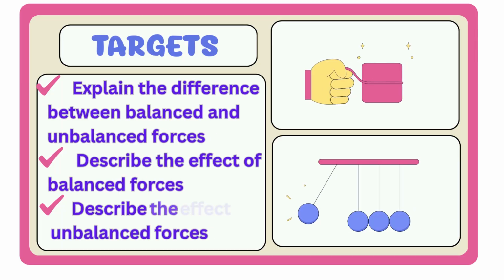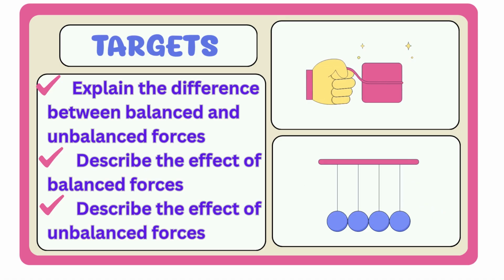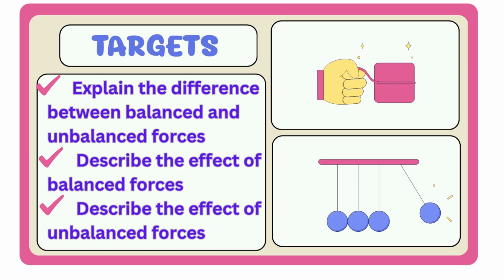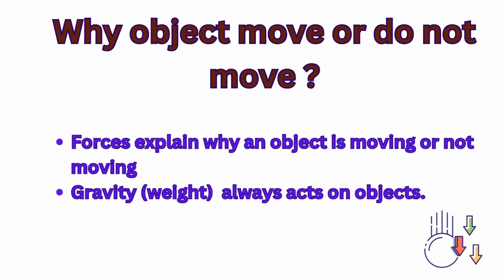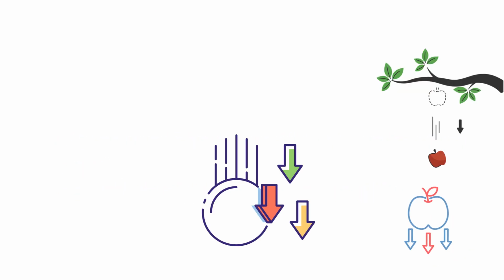By the end of this lesson, you will be able to tell what type of force is acting on an object and how it affects motion. So why does an object move or not move? We use force to explain motion. Even when an object is not moving, forces are still acting on it. For example, gravity always pulls the object downward.